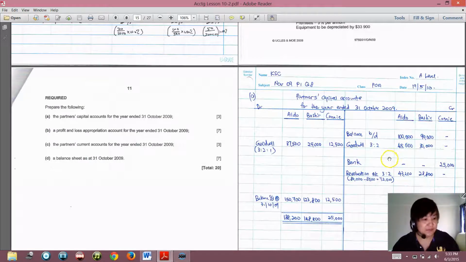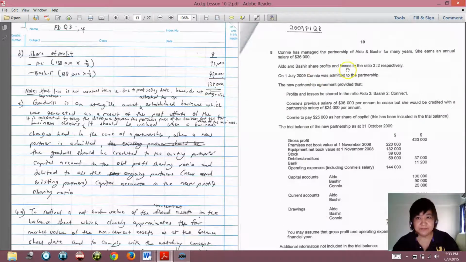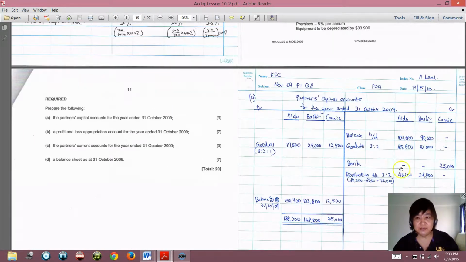The old profit sharing ratio, according to the question, is Aldo 3 and Basel 2. So that means Aldo is 3/5 and Basel is 2/5. If you take 75,000 times 3/5, you get 45,000. That will be Aldo's goodwill. And then 75,000 times 2/5 will be 30,000. So it will be credited to the old partners' capital account in the old profit sharing ratio.